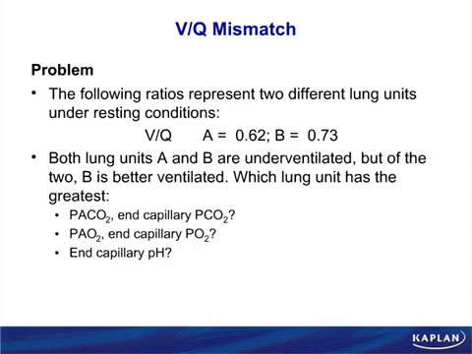Now that we've defined that all in our heads, we can answer the question. Which is going to have the highest CO2? Well, we just said A, because VQ is lower. It's relatively underventilated, so CO2 goes up. Which is going to have the higher oxygen? Well, B, because it has a higher VQ. As VQ goes up, oxygen goes up. All right, how about capillary pH? Well, if A has a higher CO2, then it's going to have a lower pH. But it asks which lung unit has the greatest pH. So that's B. So that's working with VQ.